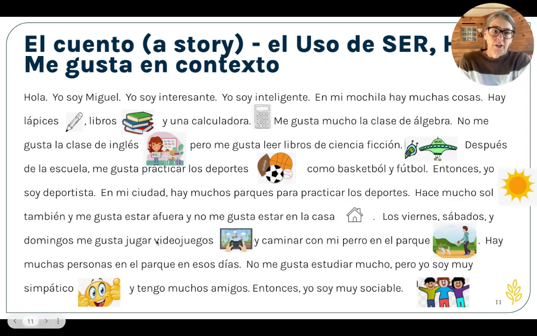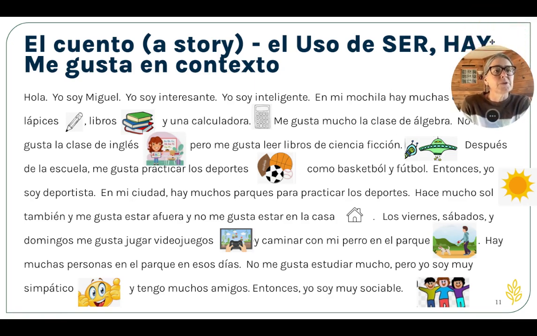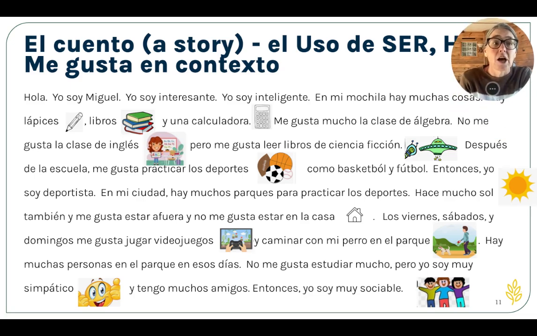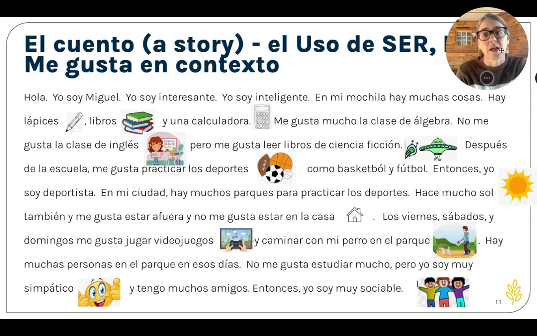So here's a story. The story has 3 verbs in it. It's got the 3 that we've been talking about. It's got the verb ser, yo soy, I, which is already changed, and me gusta. It's in context. So let's look at this, and there's pictures to help.